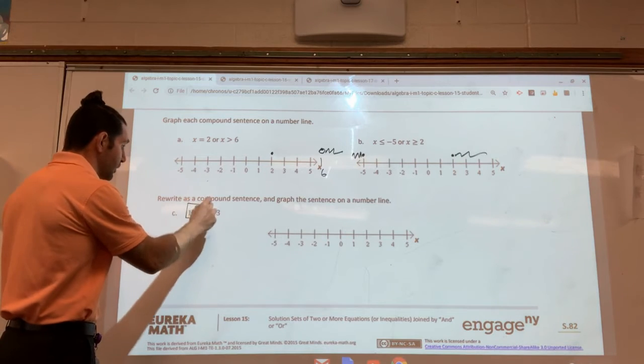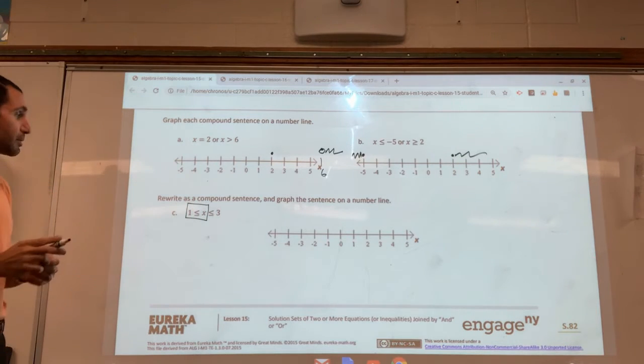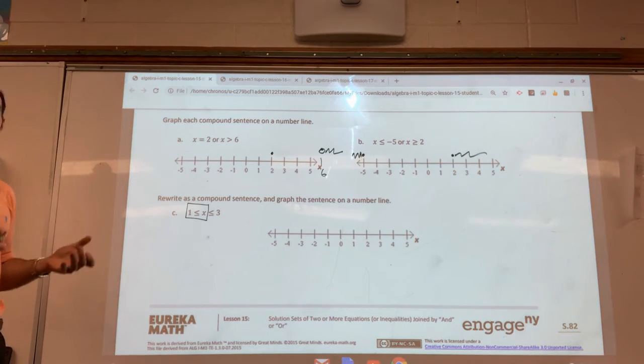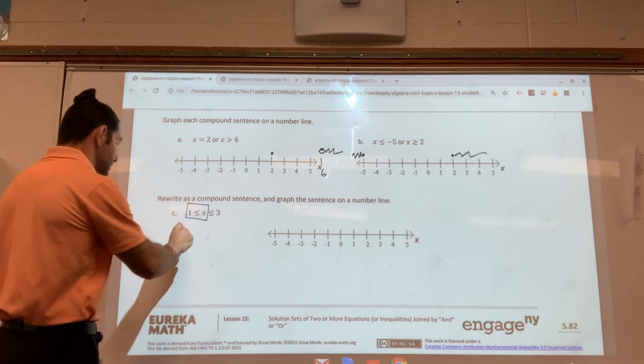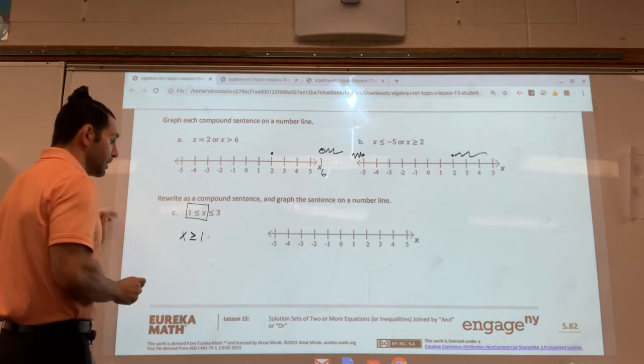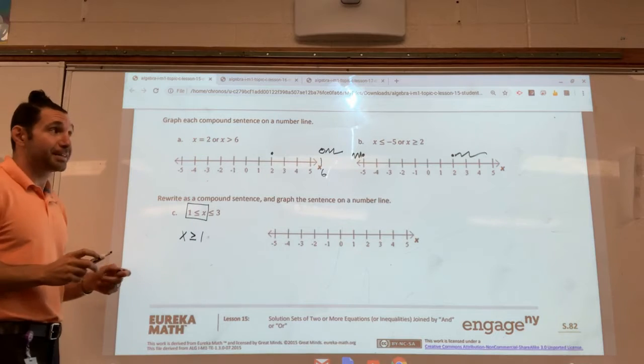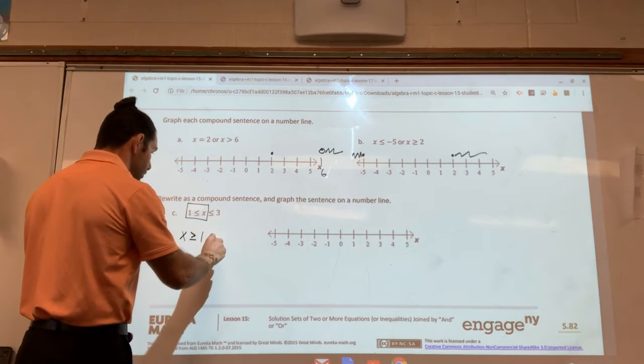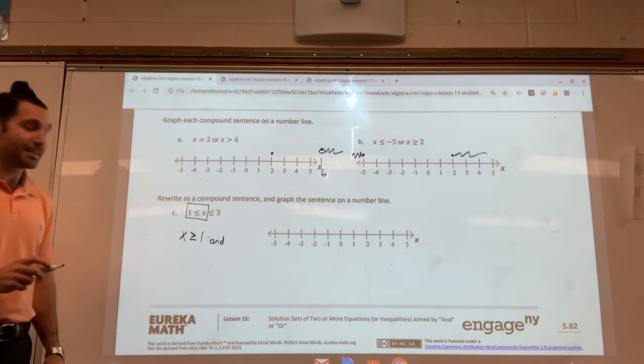We're going to break this down twice. This portion right here. That's one of my inequalities. So when I look at this and it's one statement, I put the variable on the left and I flip the whole thing. X is greater than or equal to 1. But because it's one statement, we know that it's an and.